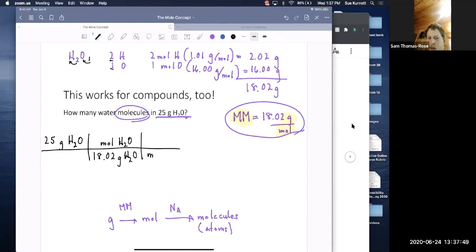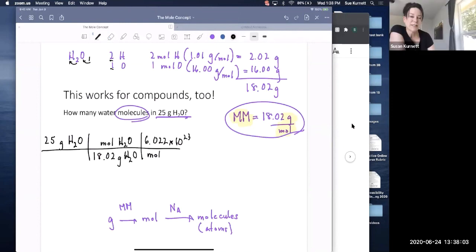Times 6.022 times 10 to the 23rd. Yep. Oops, I had to flip back to my notes. Which is nice that you have notes.